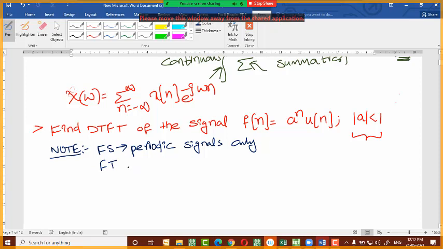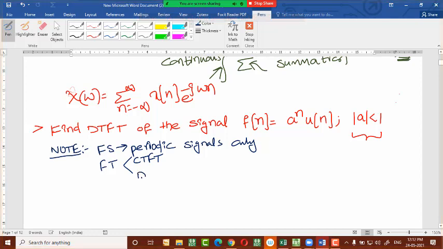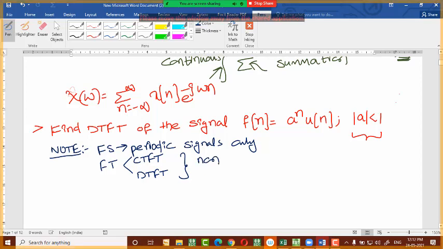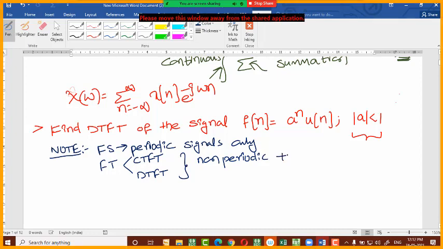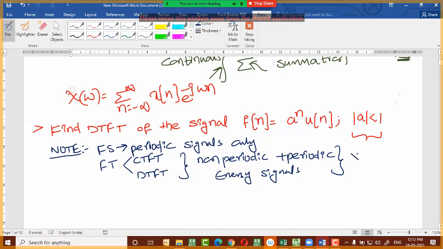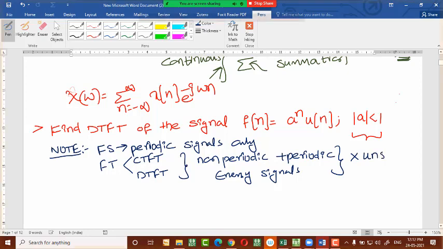Fourier transform, whether it is continuous time Fourier transform or discrete time Fourier transform, it is for non-periodic and periodic signals. The signal must be absolutely integrable, or an energy signal. Fourier transform is not applicable to unstable signals.